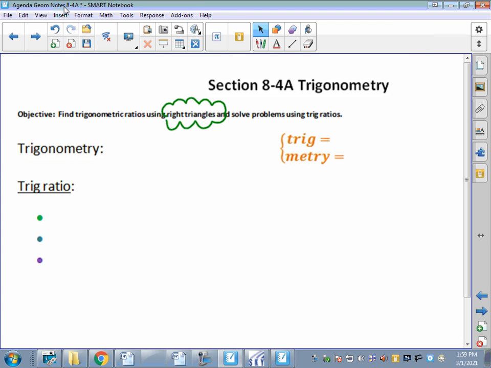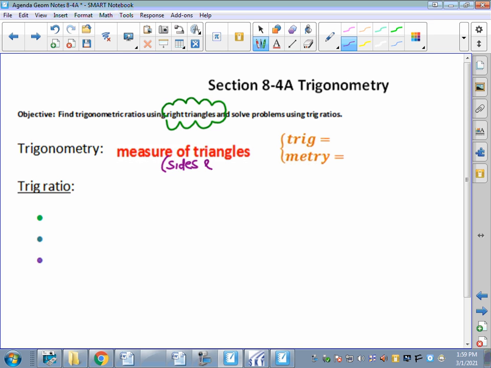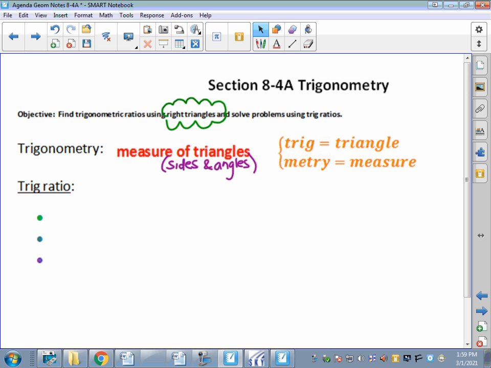I've actually got an A, B, and C for this section 8.4 because there's a lot of information. I want to make sure that you understand the beginning because then the end gets easier as we go. So first of all, trigonometry is the measure of triangles, I should say in here, sides and angles. If we're being technical about this, trig means triangle and metri means to measure or the measurement of. So we're going to be talking about sides and angles.